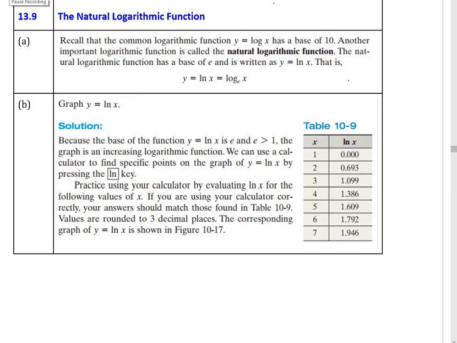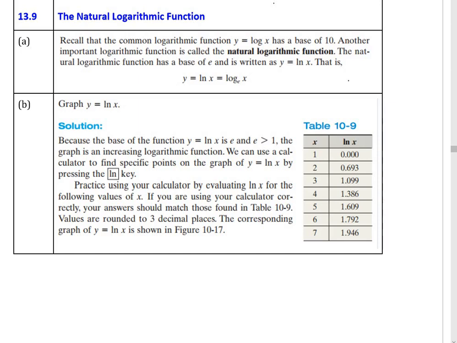Okay, this is MITD 1534. Today we're going to look at the natural logarithmic function, which we also call the ln function. This is just a log, as it says there. It's the natural logarithmic function, so it's just a log function.